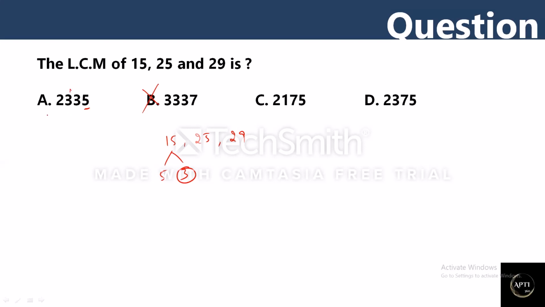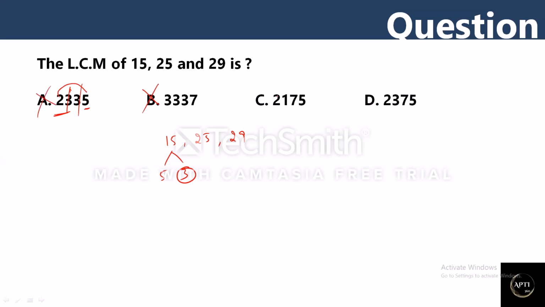Suppose I'm checking option A for the divisibility rule of 3: 2335. I'm just going to eliminate 3 and 3. If you see any multiples of 3, you can directly eliminate them and calculate the remaining digits. So 3 and 3 eliminated. What is 5 plus 2? 7. 7 means not divisible by 3.